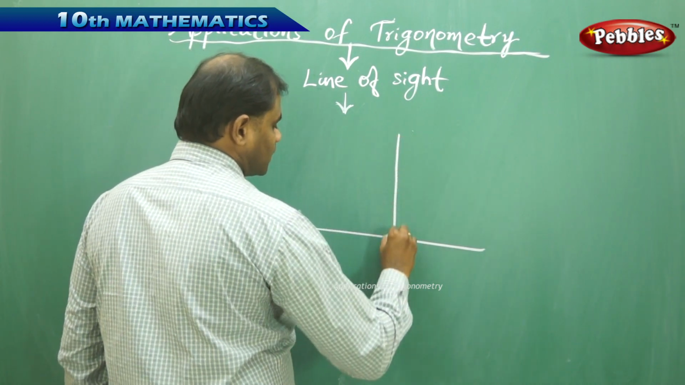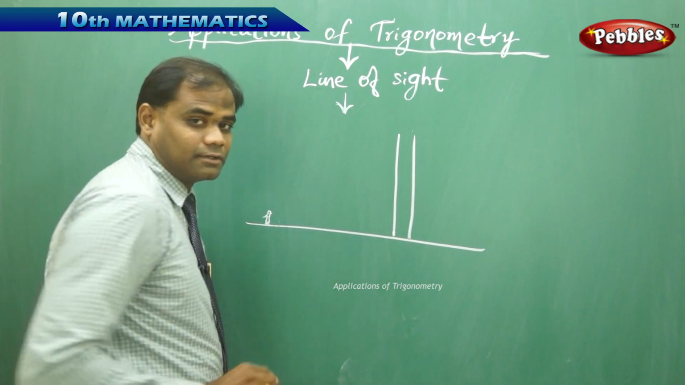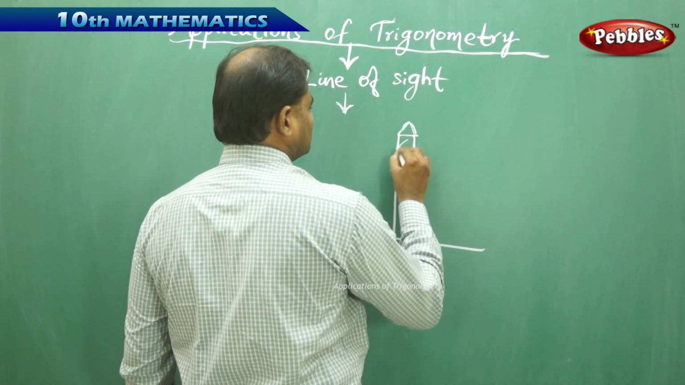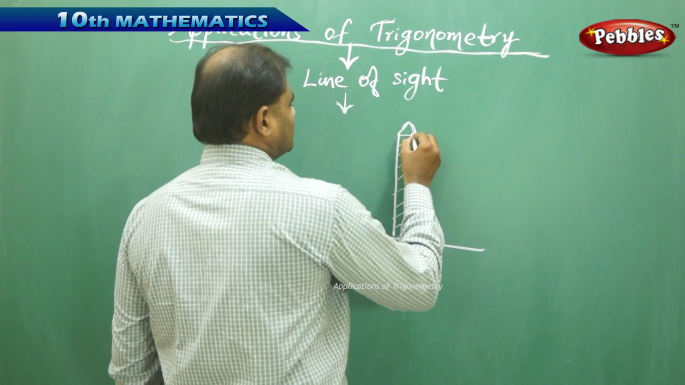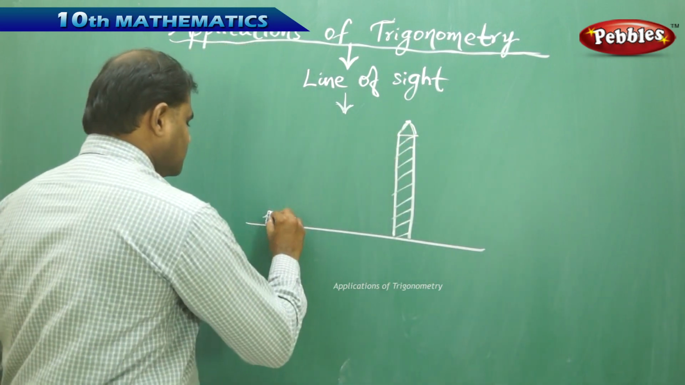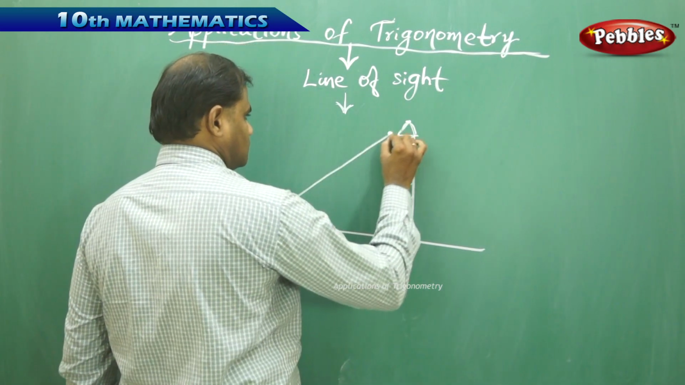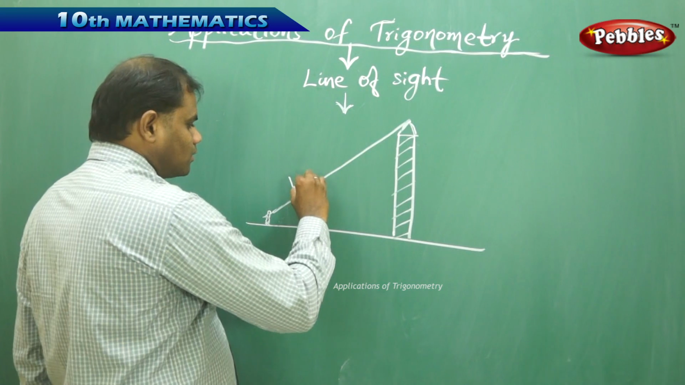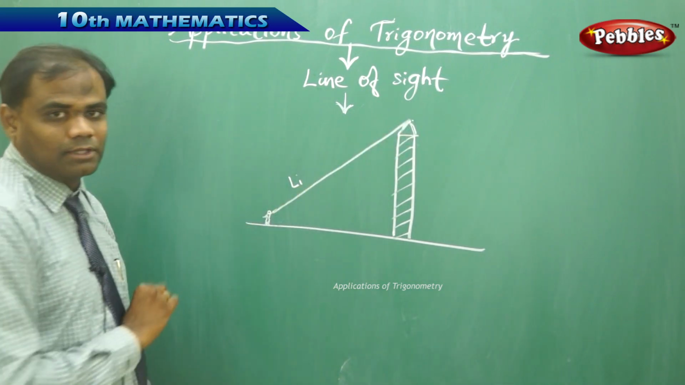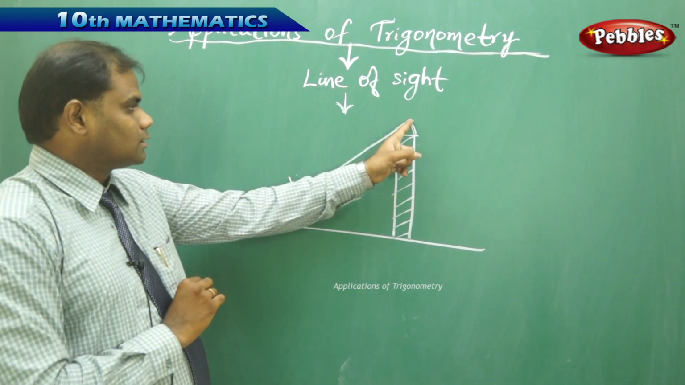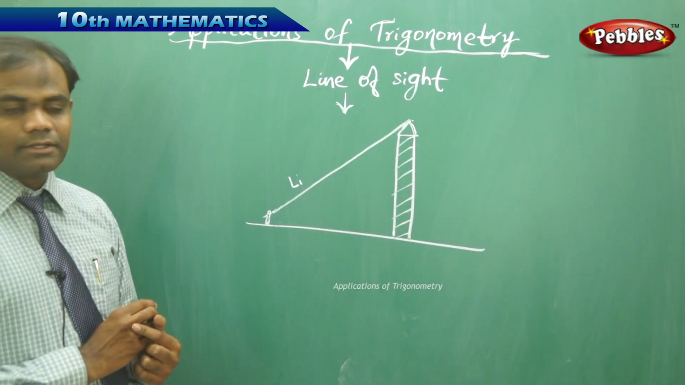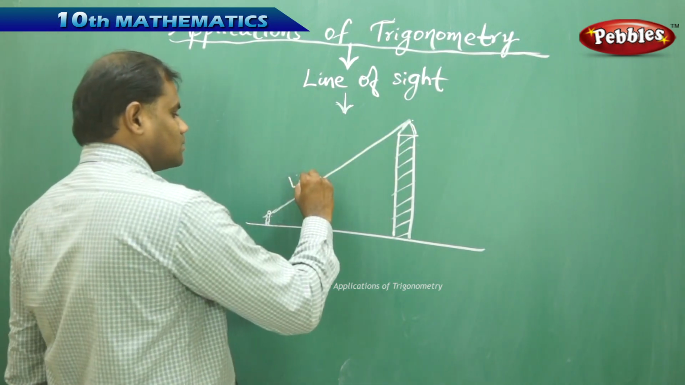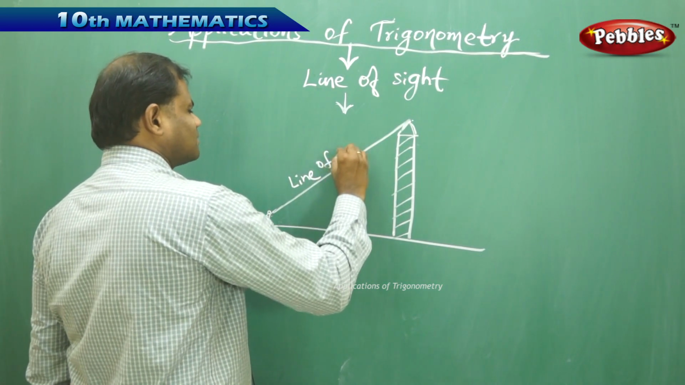Say for example, this is Qutub Minar, which we have taken in the introduction of trigonometry. So this tower top I'm seeing from here. That means when I'm watching from here, the top of the tower, this is the eye contact I'm making. The person here is making eye contact with the top of the tower. So that line, the distance from the eye to the top of the tower where the person is watching, is called line of sight.